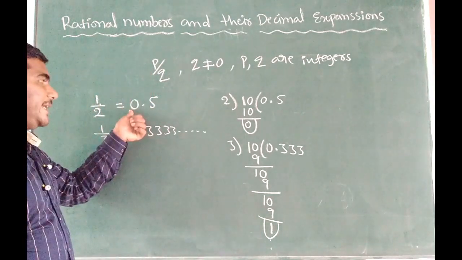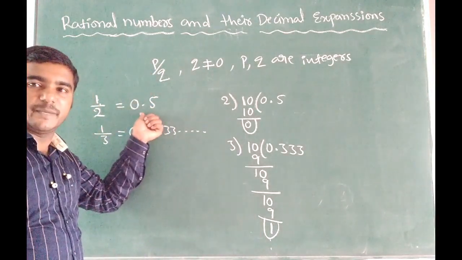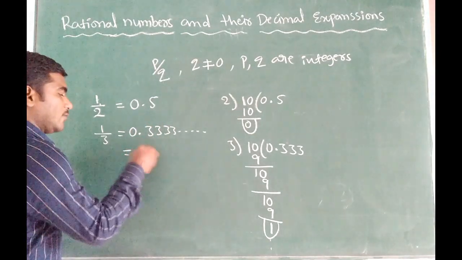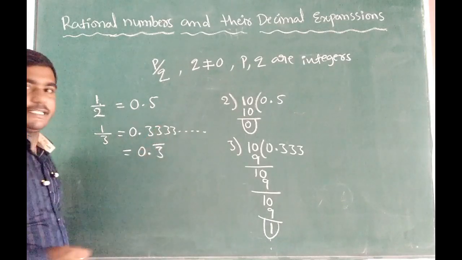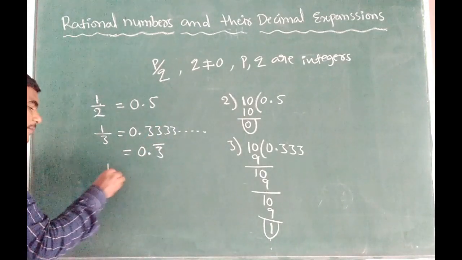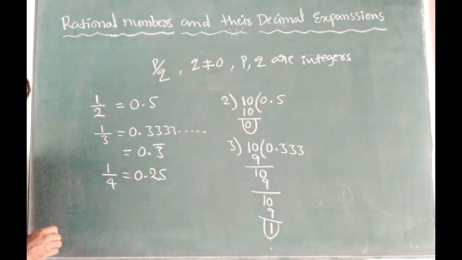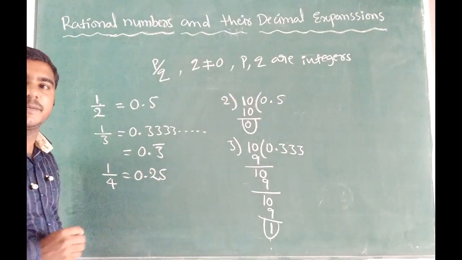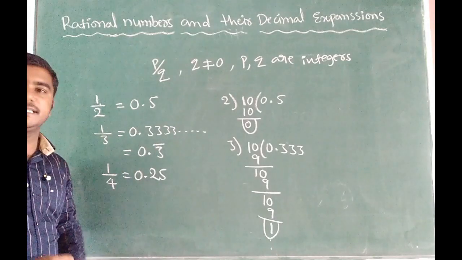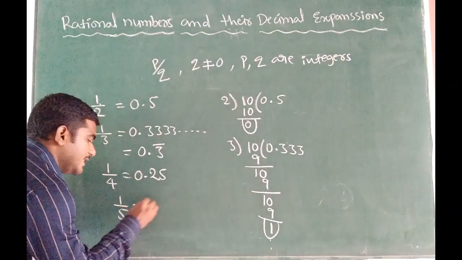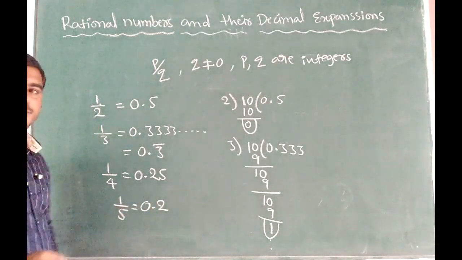Now 0.5 is terminating. 0.3333 is non-terminating. You can write it with a bar. Suppose you take 1 by 4. What is the answer? We get 0.25. Is 0.25 terminating or non-terminating? 0.25 is terminating. Suppose you divide 1 by 5, it is equal to 0.2.